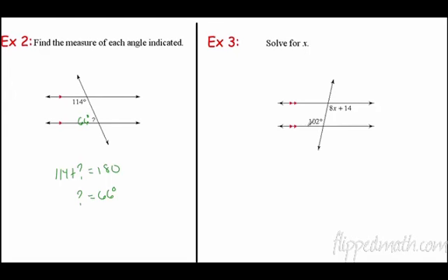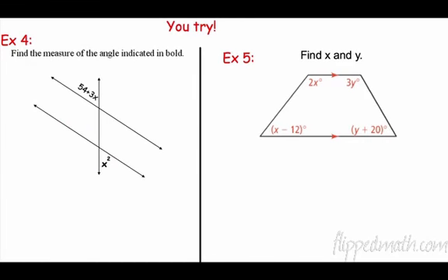All right. Over here, these are alternate interior. What's true about alternate interior angles? They are congruent, so I can make an equation. 102 equals 8x plus 14. Subtract 14 to the other side. I get 88 equals 8x. Divide both sides by 8, and x is 11. All right? So pause the video. You try these two.